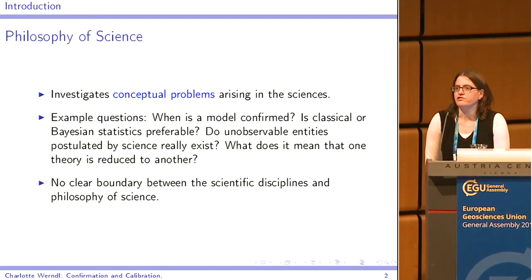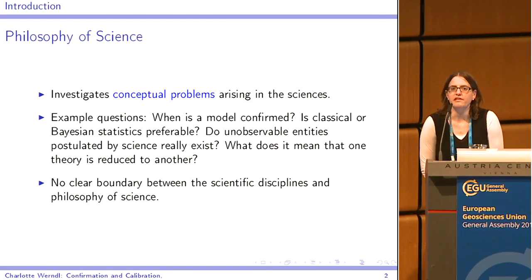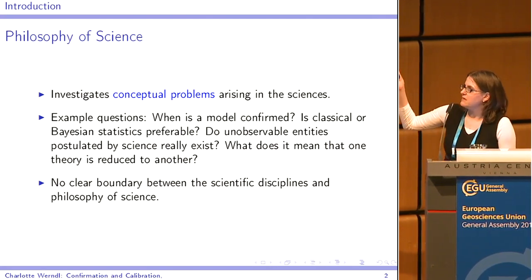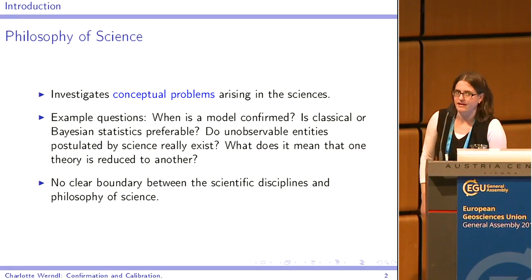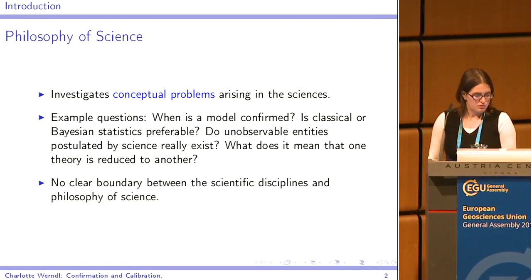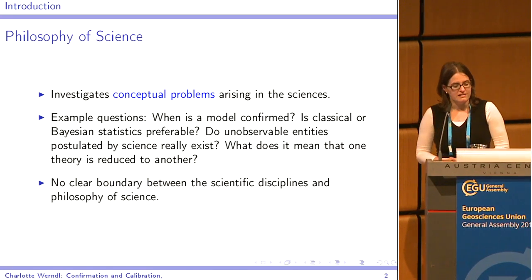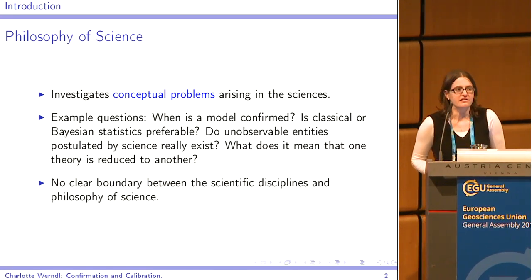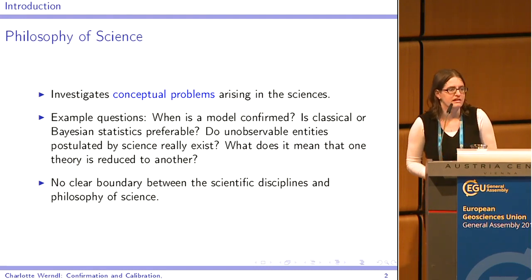And also the issue, for instance, of reduction. So what does it mean that one theory is reduced to another? So there are lots of questions. These are just some sample questions. I could easily list another 100 questions, but I just wanted to give you a flavor of what philosophy of science is about. And at least the kind of philosophy of science that engages with the actual sciences, and I think that's the good philosophy of science.